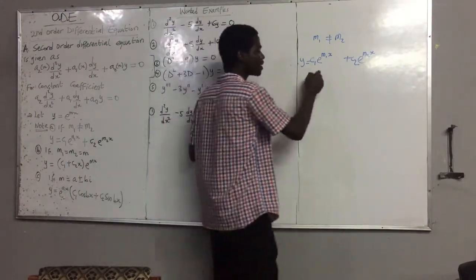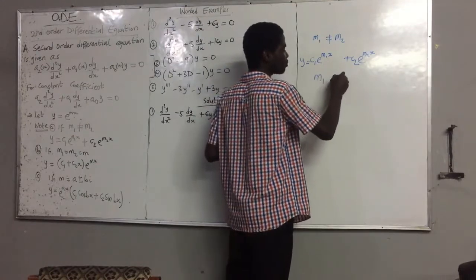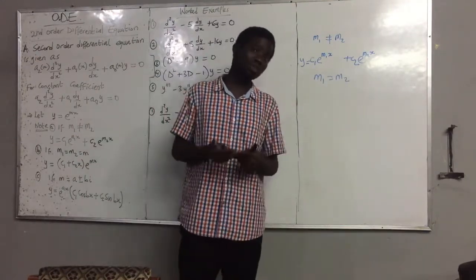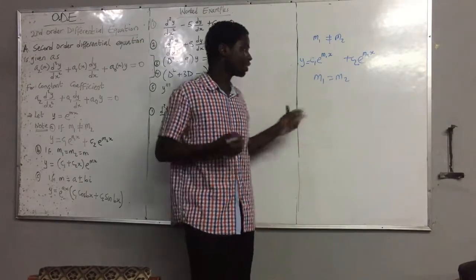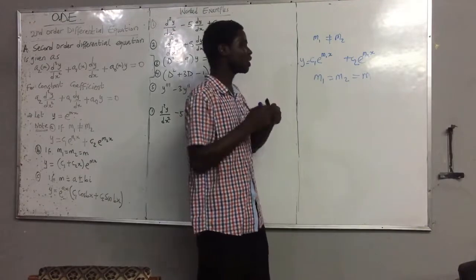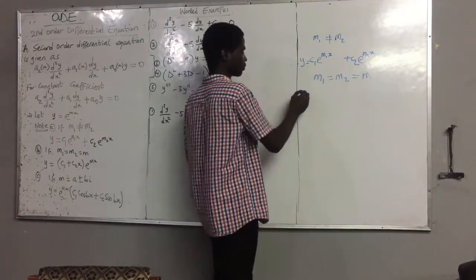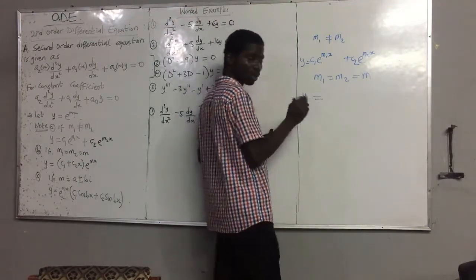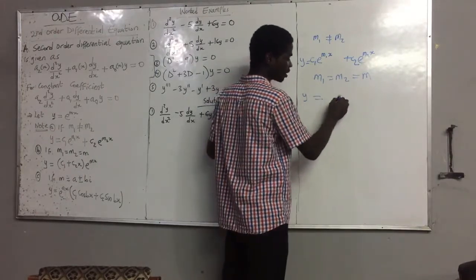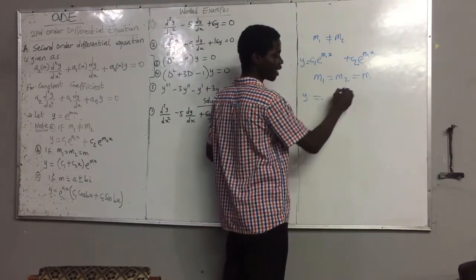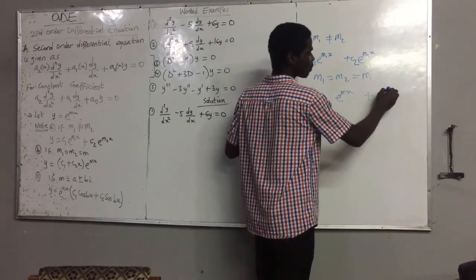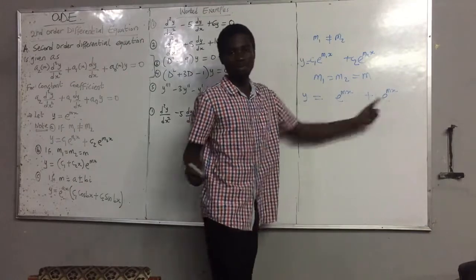Now if they are the same, if m1 is equal to m2, maybe you go and get m equal 3 twice from a quadratic equation, you may get the same answer, m equal 3 twice. Call the two of them the same number, call it m. What will be your solution? The first one is e raised to power mx, your m1 is m. Your m2 is also what? e raised to power mx. What is now the difference between the two of them?